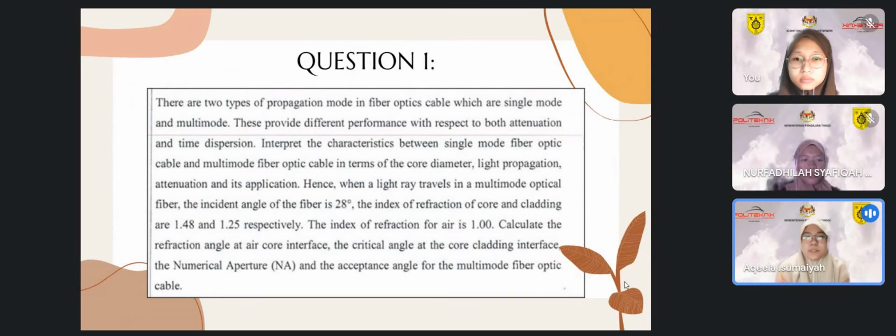Okay, I will present question 1. Question 1 is about interpreting the characteristics of single mode fiber optic cable and multi-mode fiber optic cable in terms of core diameter, light propagation, attenuation and application. Then we have to calculate the refraction angle at the air-core interface, the critical angle at the core-cladding interface, and the numerical aperture.